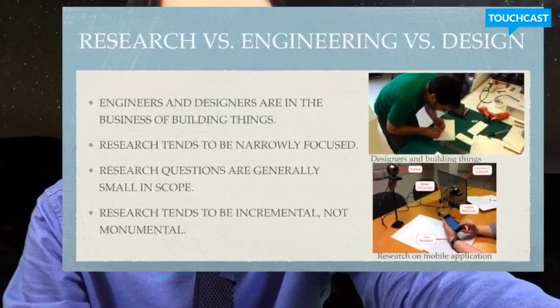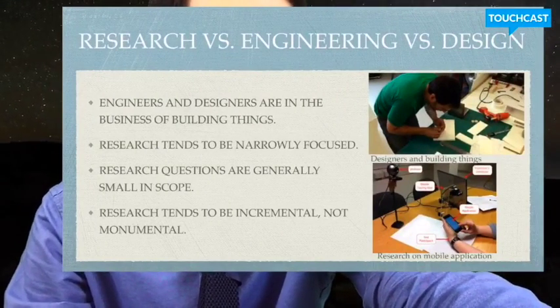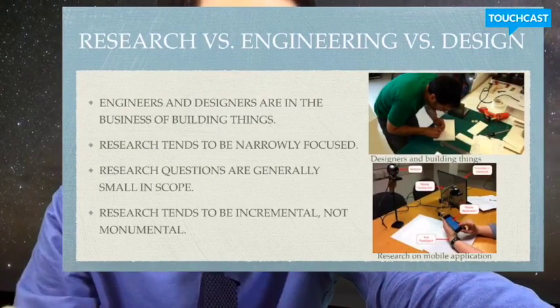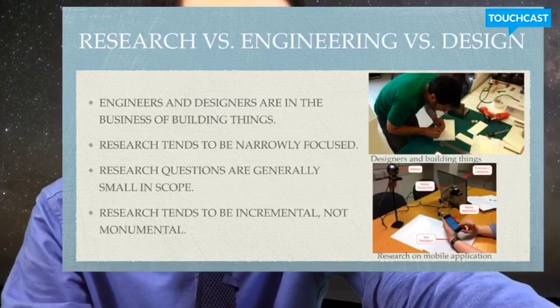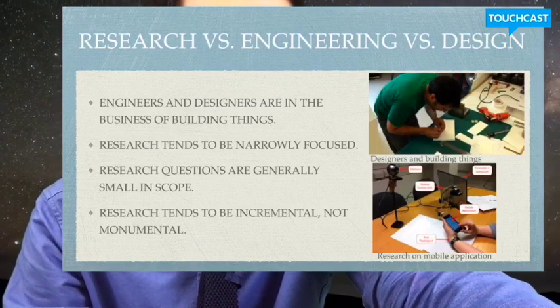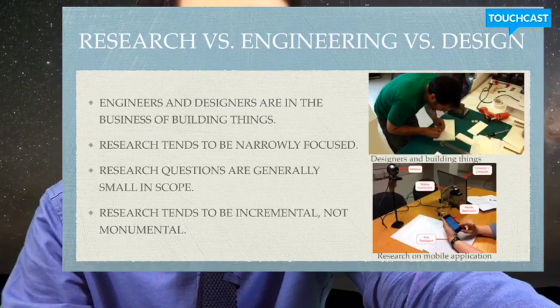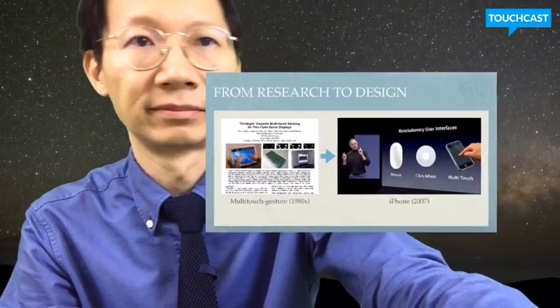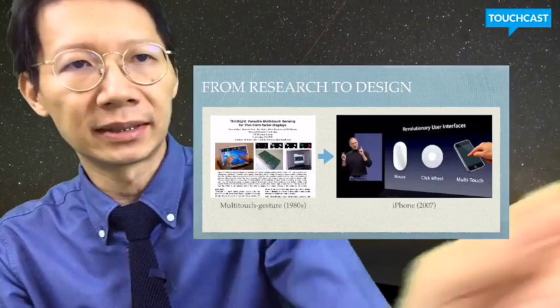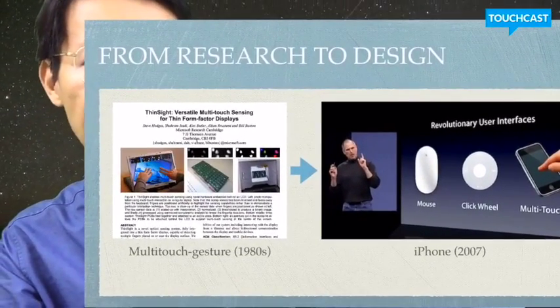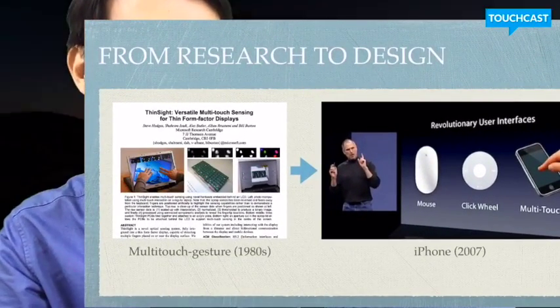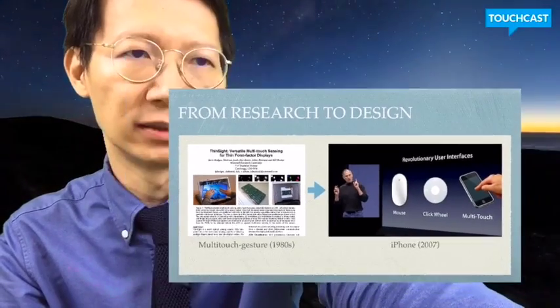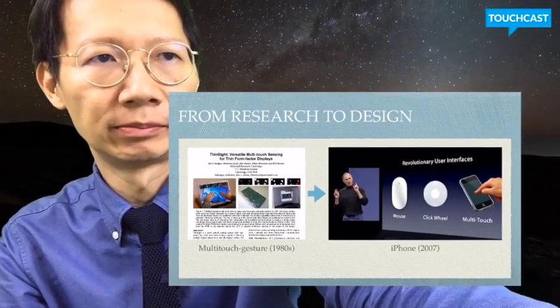Research versus engineering and design: they are both in the business of building things, but research has a narrow focus, and research questions are generally small in scope. Research tends not to be incremental, but monumental. And from research to design, you can see that it went from multi-touch in 1980 to the iPhone in 2007.